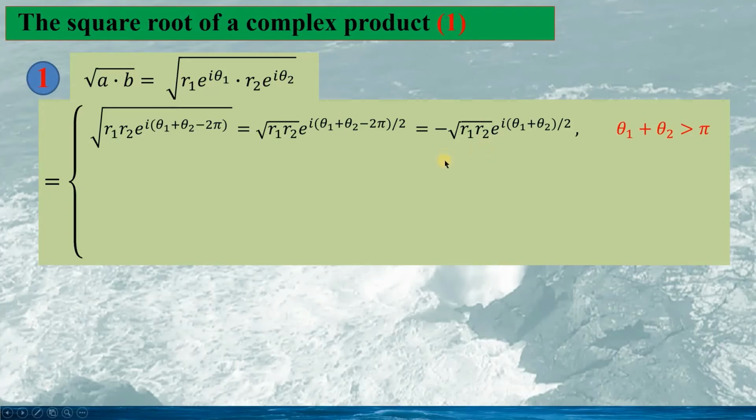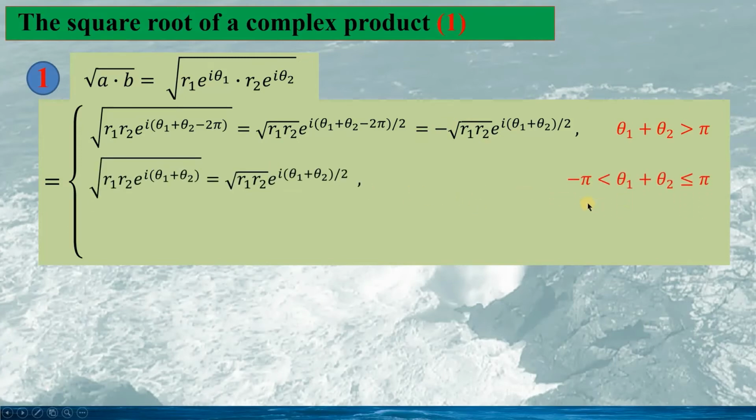The first case is when theta 1 plus theta 2 is larger than pi. In this case, the argument is not in the limit for the principal value for the complex number, since theta 1 plus theta 2 is larger than pi. Then, in the calculation, we should subtract 2 pi from theta 1 plus theta 2 to make it within the limit of the principal value. Therefore, the calculation would look like this and this.